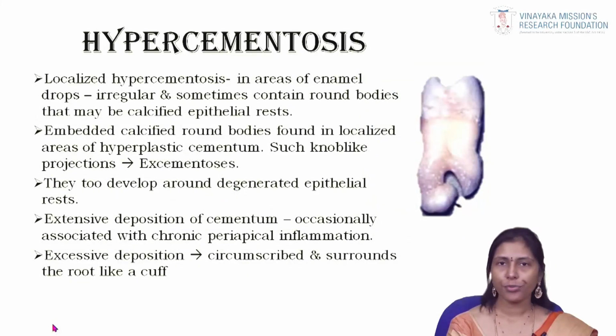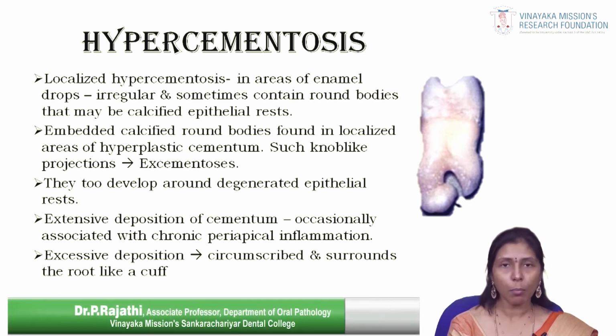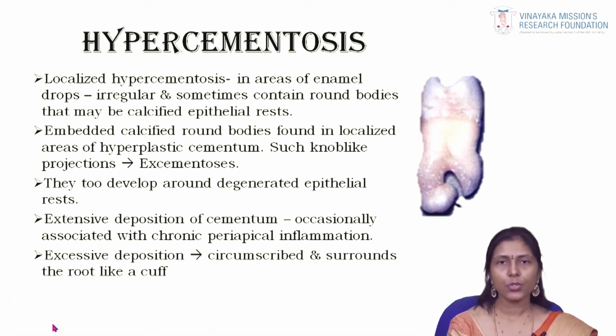Sometimes there might be presence of enamel drops or the epithelial rest, Hertwig's epithelial root sheath during its formation. After getting detached, a few remnants might be present within the periodontal ligament, so, close to the cementum surface. There it might act as a nidus. There might be calcification that might occur on the Hertwig's epithelial root sheath, and this might result in a localized hypercementosis. So, that is one possible reason, and there might be some knob-like extensions in case of this, that you call excementosis.